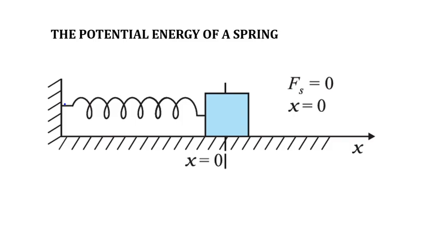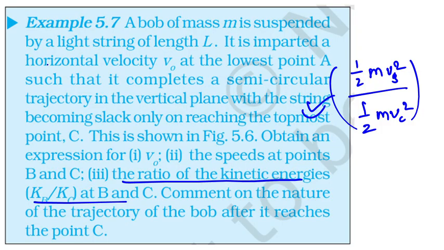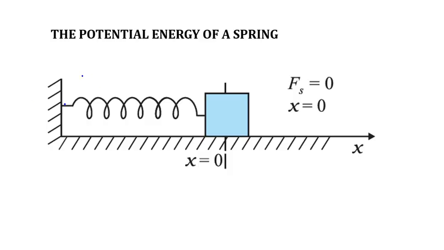In the last video, we discussed an example, I guess example 5.7. Let me check. Okay. In the last video, we have discussed this example. Today, we are going to start a new topic, and this is the potential energy of a spring.